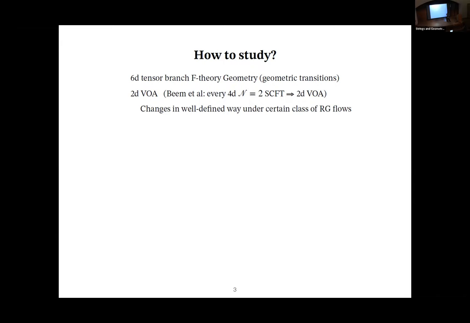This will be the tool we will use to study the RG flows, the Higgs branch RG flows of these theories. And the claim I want to make is that the 2D VOA that you get changes in certain very well-defined ways under this RG flow. And that will be where we win.